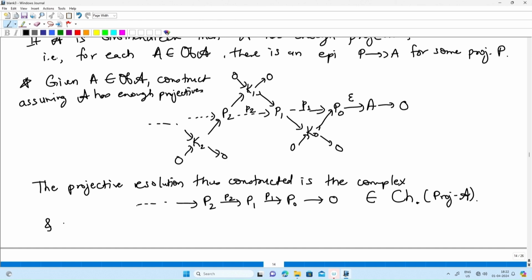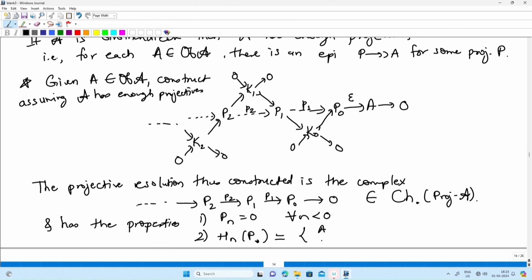And it has the property... what is Hn? It has two properties. The first one is that Pn is equal to 0 for all n less than 0. And the second one is that Hn of P dot is equal to either A or 0, depending on whether n is 0 or otherwise.